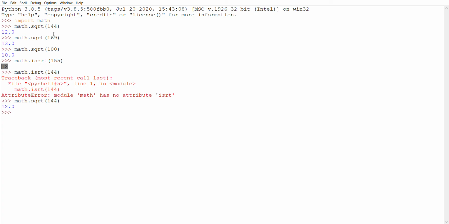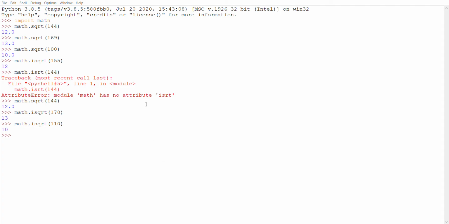Now I am going to check with isqrt of 170. What will it return? It should return 13. Let's check it. Math.isqrt of 170. It will return the nearest integer value of the square root. Okay, 13 is returned. Now check with isqrt of 110. It will return 10. Okay, and now I think it's clear.